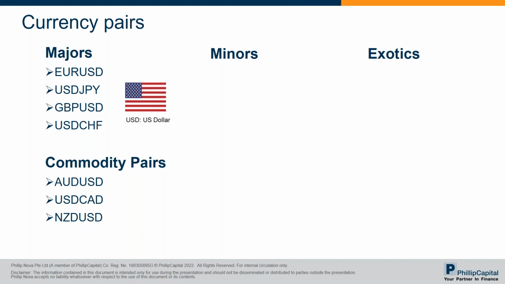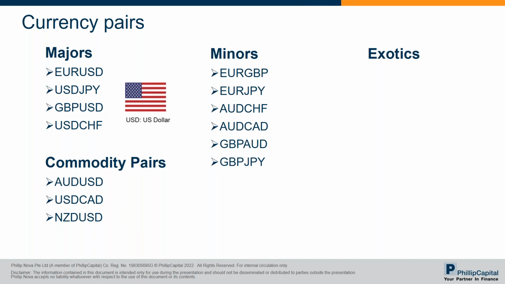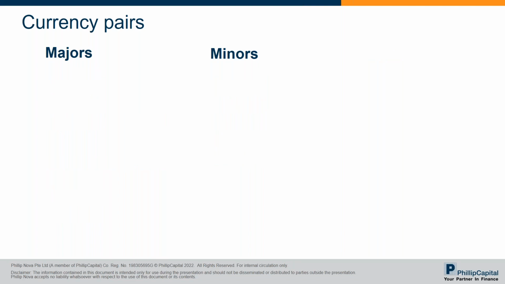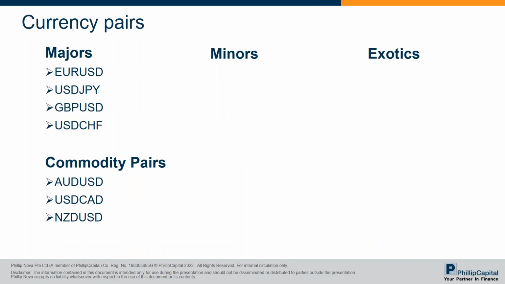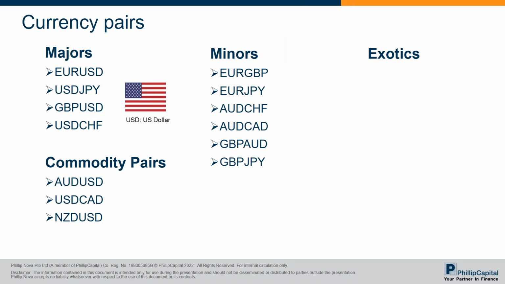Moving on to the minors. Minors actually comprise the mix and match between all the top traded currencies except the US dollar. Essentially, looking at the previous slide, you'll take all these currencies minus the US dollar, and then you mix and match them together. They will be called the minors, or some people like to call them the crosses. So that is the minors.